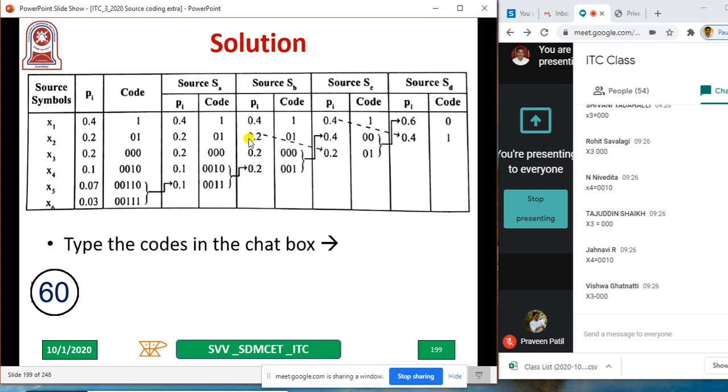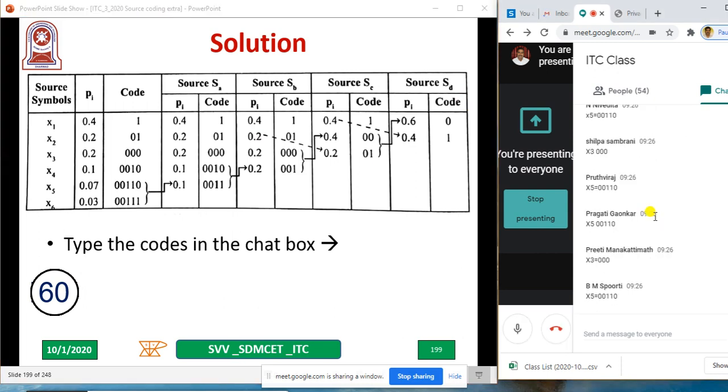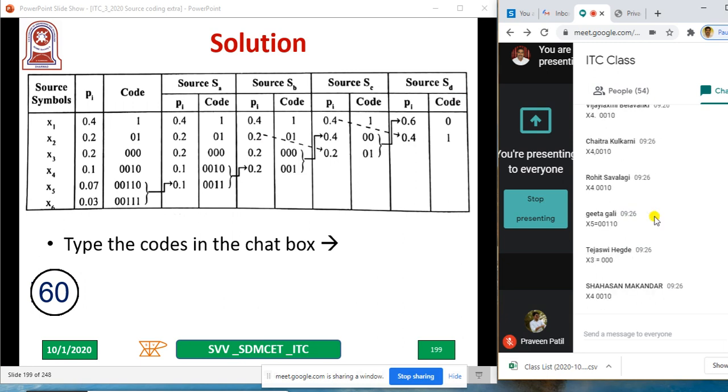You can compare. Vishwa has typed 000 for X3, correct. Monica has typed X3, Karthik, Jaysurya, Geeta, Janvi. They are typing for different symbols and codes. And Karthik has typed XY. Simran has typed 2 zeros. Please check it. Simran is correct, I think 2011 for X5. Nivedita is also correct. And Spurti 0010 for X4, correct.